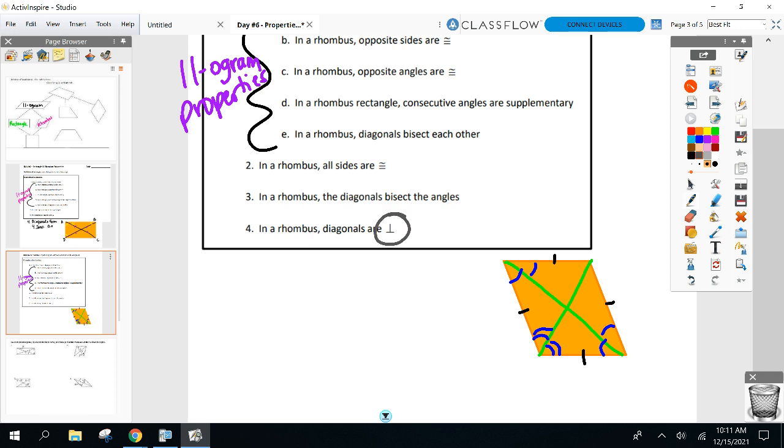So what do they form then? Diagonals form right angles because they're perpendicular.